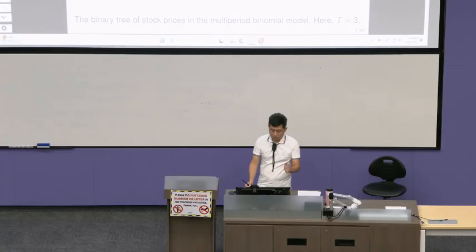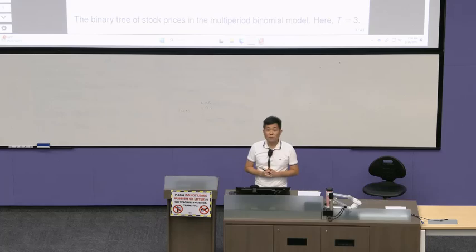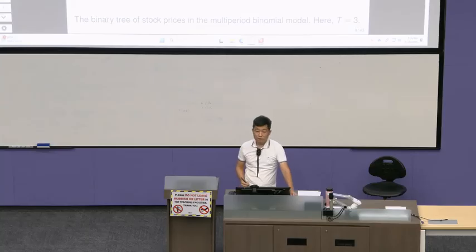Okay? So without the further two nodes on the right, we have a binomial model. But now we further discretize it. Now we have t equals 2. If it goes up twice, it becomes SU squared. If it goes down twice, it becomes SD squared. And if it goes up and then down, or down then up, you get SUD.